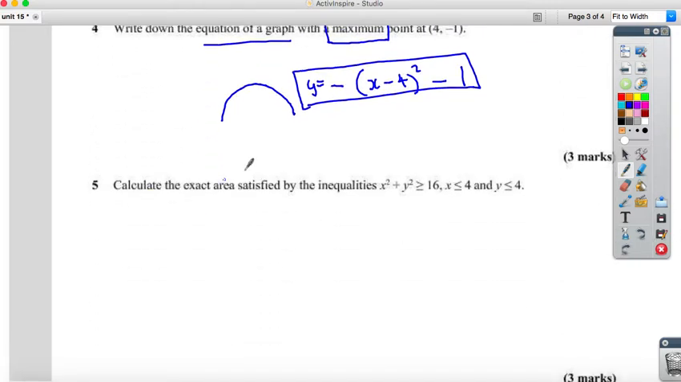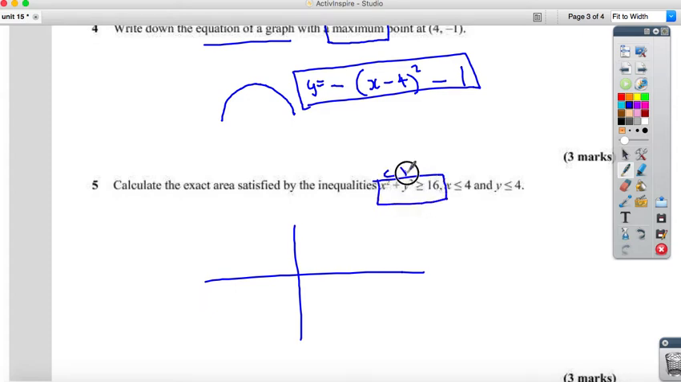Next one, calculate the exact area satisfied by these inequalities. Now, I'm not going to be marking that one in the same way because that is actually not a possible question. To show you what this is trying to get you to say, if I draw the first one, x squared plus y squared is greater than 16, this is representing a circle, because every time you see x squared plus y squared, it means it's going to be a circle, and the 16 is the radius squared. So actually that's a circle of radius like this.